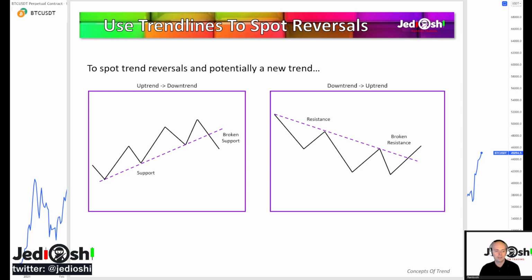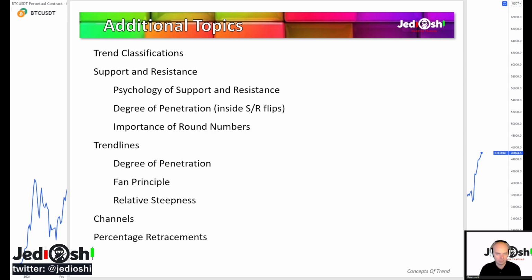What we won't get into here, but I am building content for a class, is trend classifications. We talked a little bit about that: macro, micro, that sort of thing. And then support and resistance. Remember, those are the horizontal lines. There is a world of psychology around support and resistance. You also have degree of penetration, right?